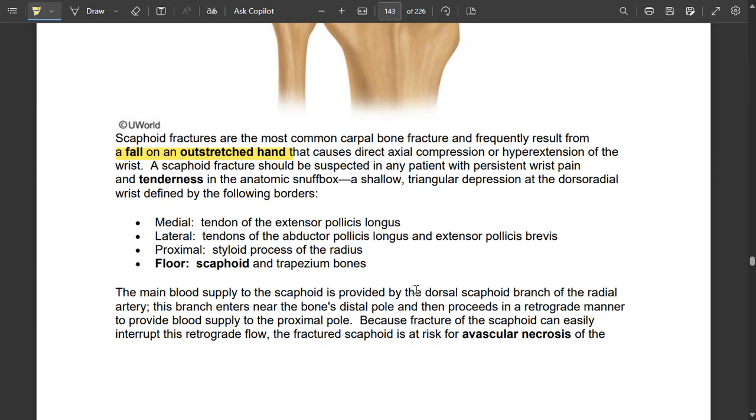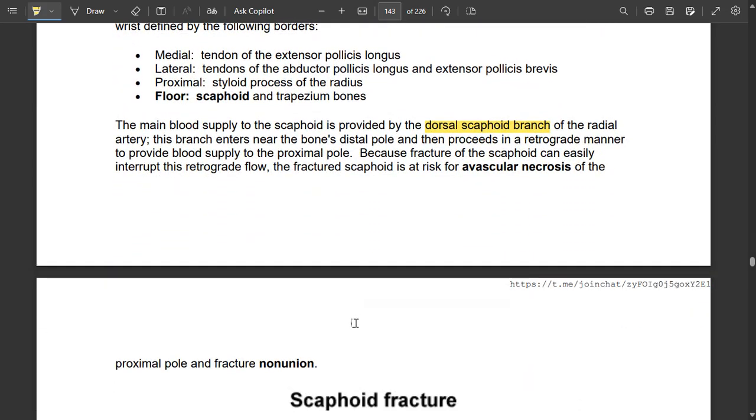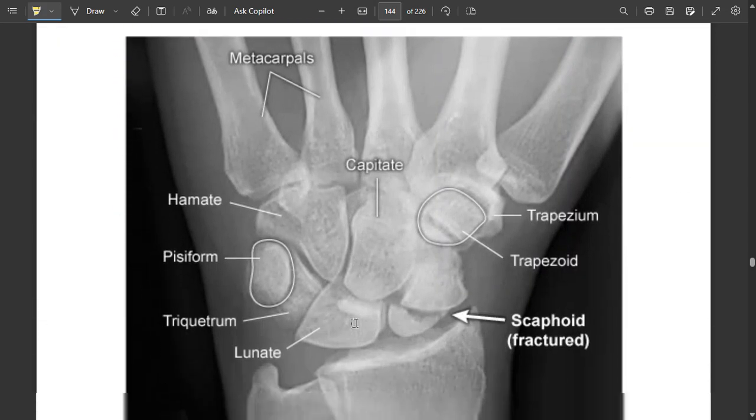Okay, the main supply of the scaphoid is provided by the dorsal scaphoid branch of the radial artery. This enters the bone's distal pole and then proceeds in a retrograde manner to provide blood supply to the proximal bone. A fracture of the scaphoid can easily interrupt the retrograde flow, so there is a risk of avascular necrosis. So yeah, a scaphoid fracture looks like this.